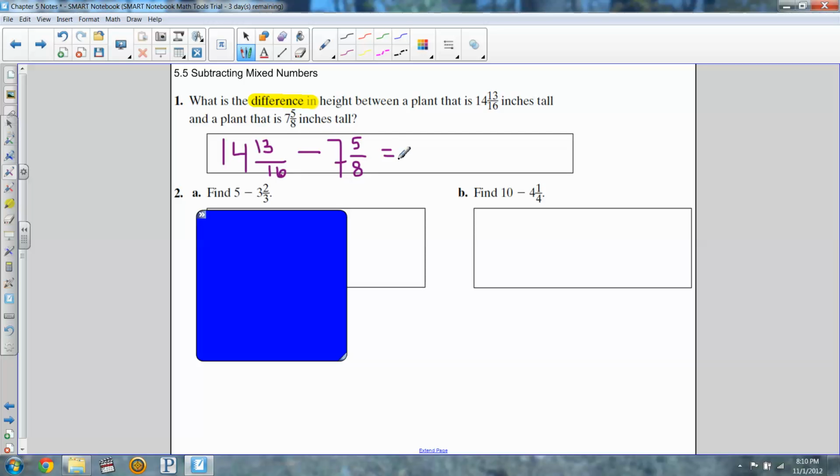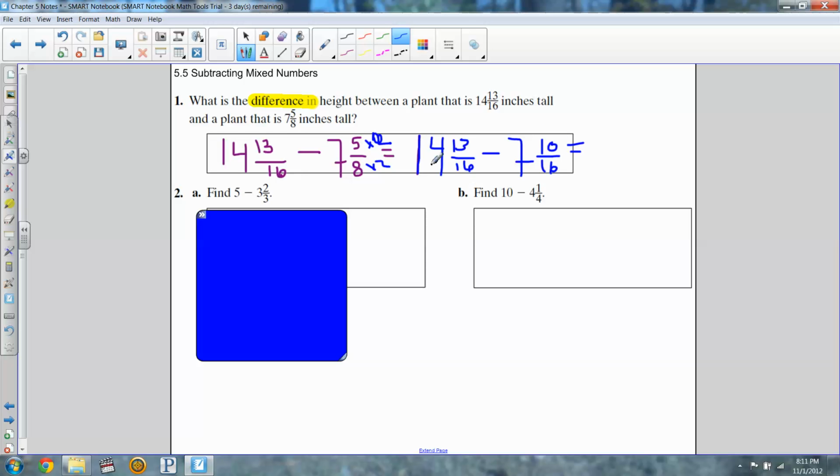First step I need to do is find a common denominator. 16 is going to be my common denominator, so I don't need to do anything different to 14 and 13/16. I'm going to change 7 and 5/8 into 7, and I multiply 8 by 2. So I'm going to multiply my numerator by 2. Oops, not by 10, by 2, Mrs. Hook. So then I'm going to end up with 10.